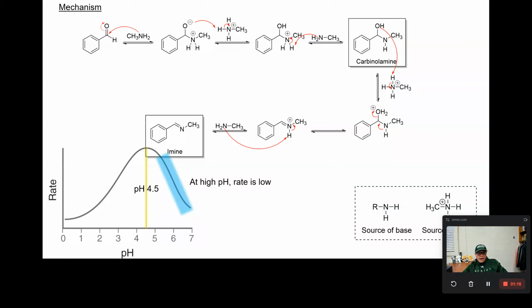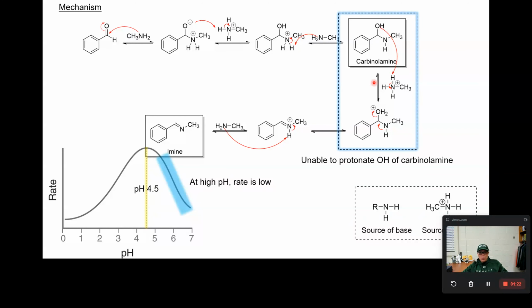Well, with too many hydroxide ions, any step that involves an acid will become slow because we don't have a lot of protonation right there. So the proton transfer will become the rate determining step. That's the reason why at high pH this reaction is slow.